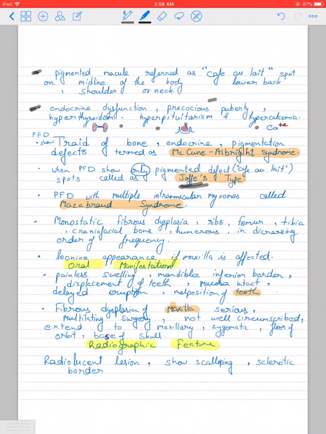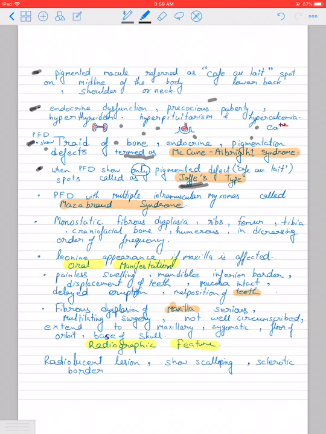Now come to some of the syndromes associated with fibrous dysplasia. The first point is polyostotic fibrous dysplasia, a triad of three things: bone, endocrine, and pigmentation defects. If these three defects are present, it is termed McCune-Albright syndrome.